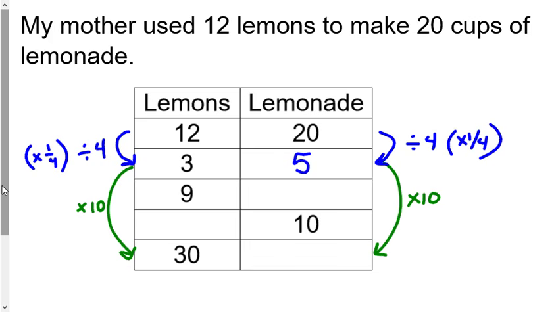Now, that would allow me to finish out this one that I wrote here in green, because I could say the relationship to go from 3 to 10, or 3 to 30 rather, is times 10.